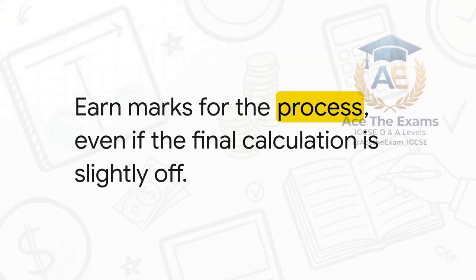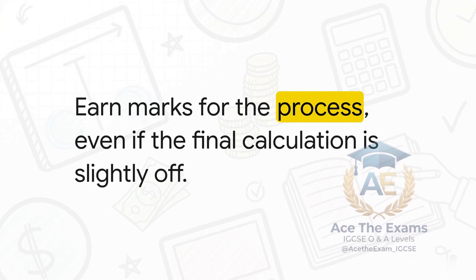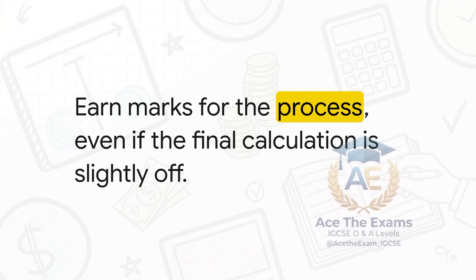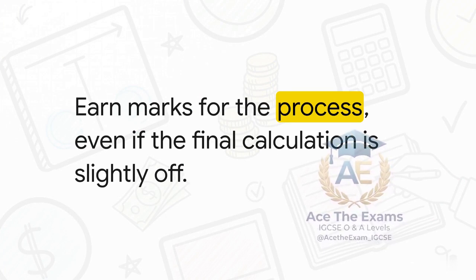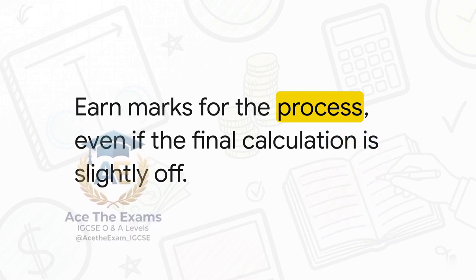Now, let's talk about a strategy that is an absolute game changer. I call it the method mark strategy. Cambridge exams generously award marks for your process, not just the final, perfectly calculated answer. They use something called the own figure rule, or OFR. Let's say you make a minor arithmetic error under pressure in Step 3. Maybe you calculate depreciation slightly wrong.